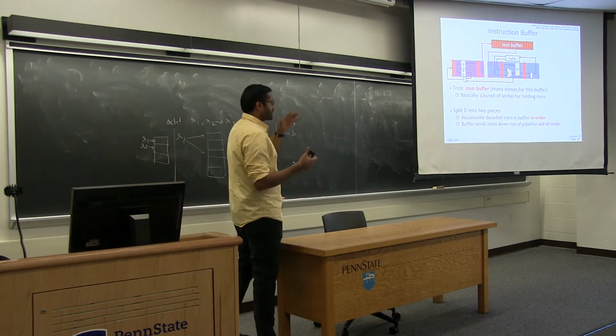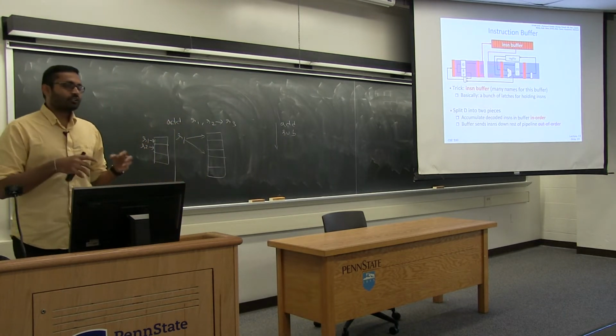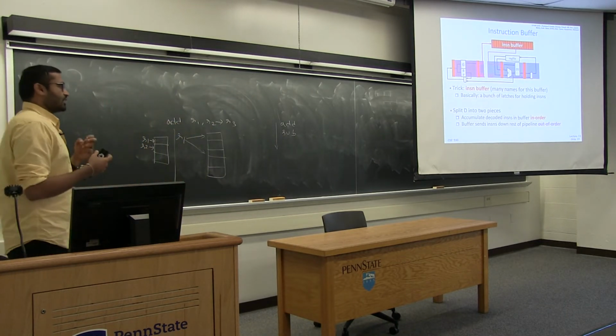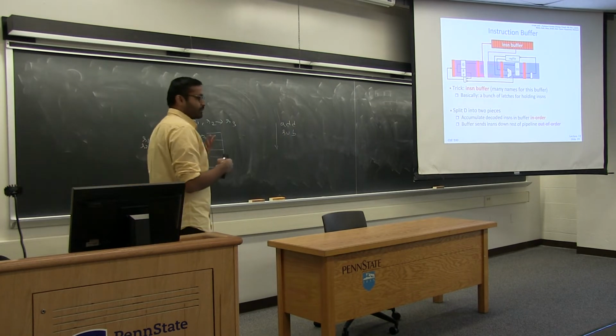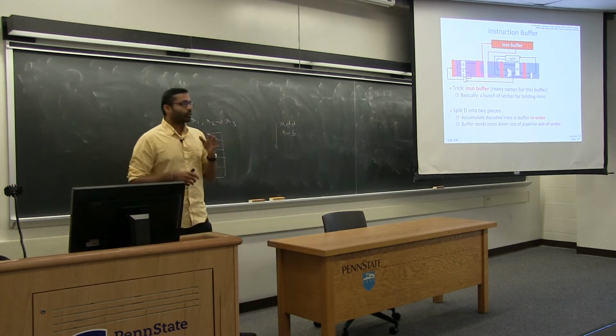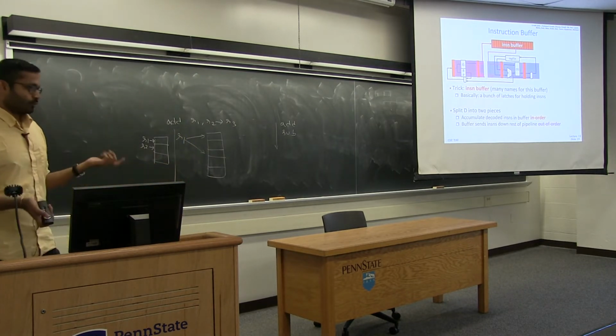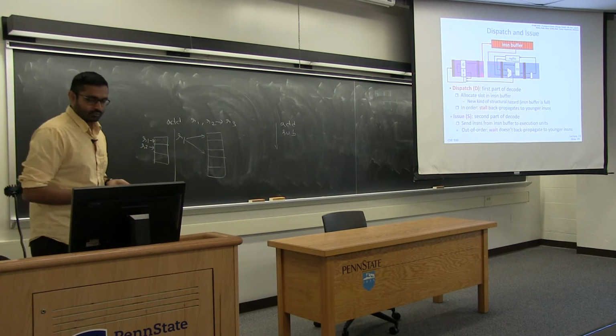So the front end fetches instructions and puts them into the buffer, and the back end now tries to figure out which are the instructions which have their values ready and then executes them out of order, right? So we accumulate the decoded instructions into the buffer in order, but we execute them out of order, right? So we are going to see how that is possible.